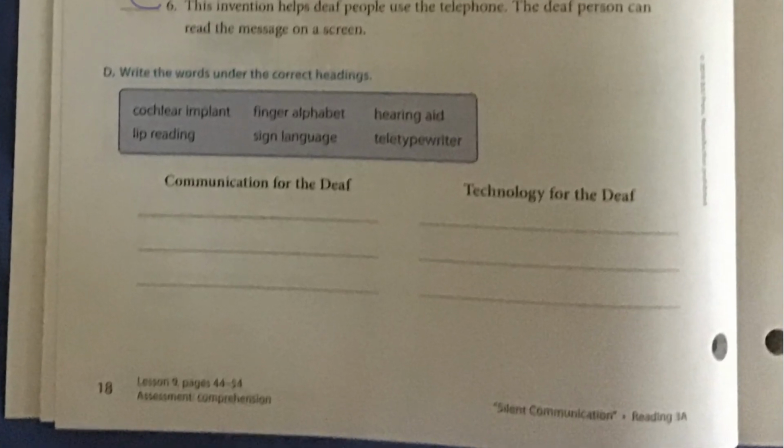All right, so section D, write the words under the correct heading. So we have cochlear implant, lip reading, finger alphabet, sign language, hearing aid, and teletypewriter. So we have communication for the deaf over here, and then technology for the deaf. So I'm going to go ahead and write these down. So let's start with the very first one. Cochlear implant. Is that technology or communication? That would be technology. So we're going to just write that over here.